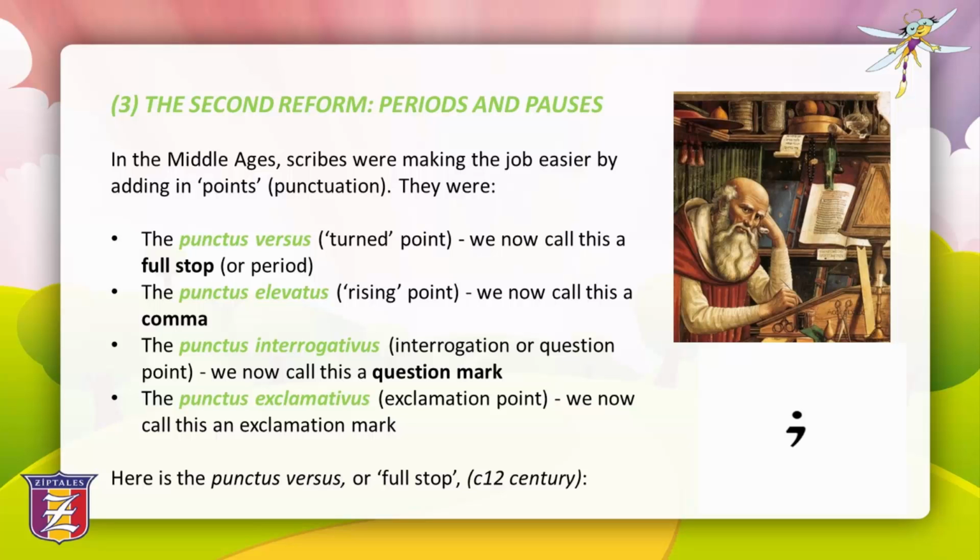The punctus interrogativus, interrogation or question mark, a point or mark showing a question. We now call this a question mark. It looked then like a dot with a wavy line attached.